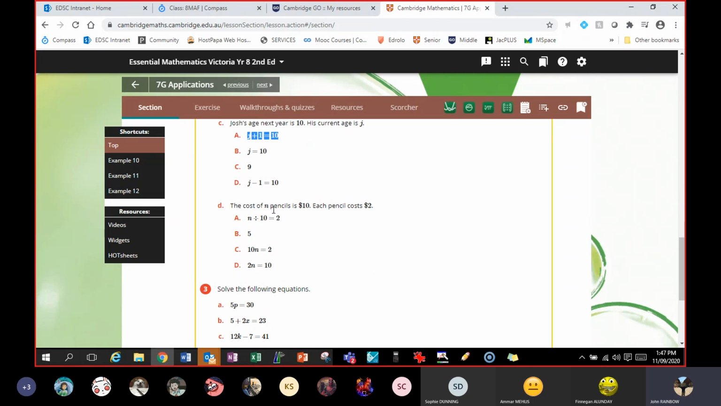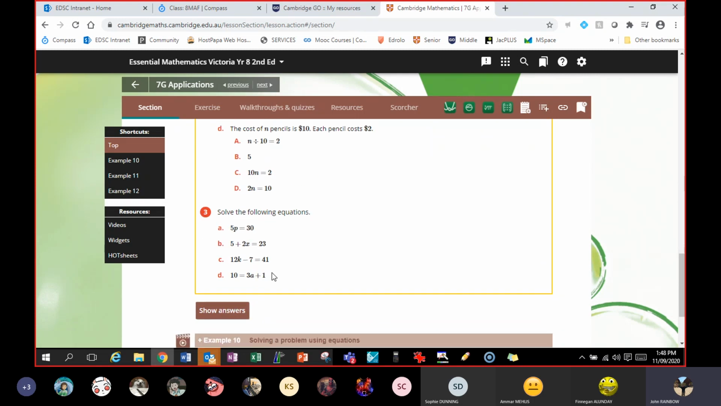The cost of N pencils is $10. Each pencil costs $2. Would it be 10N divided by 10 equals 2, or 10N equals 2, or 2N equals 10? Well, it'd actually be 2N equals 10. The cost of each pencil is 2, where N stands for the number of pencils. N times 2 equals 10, so it'll be 5.